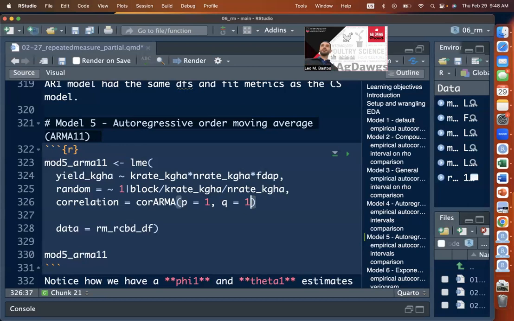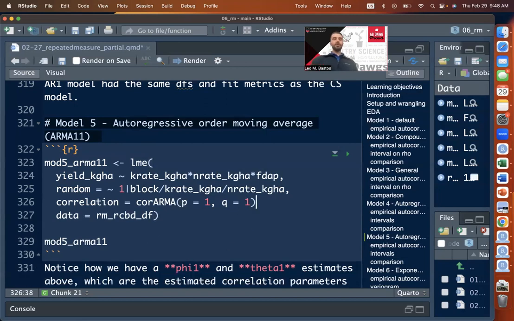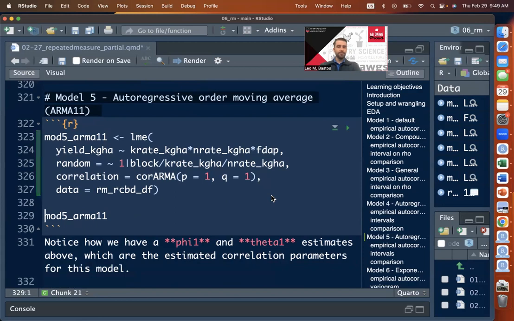You can really play around with these numbers and say, I want to correlate the current time point going back in time 2 levels, let's say, or 2 dates or 2 depths. That's what you would change here on the p and the q. We're just going to be doing the 1-1, but you have flexibility there if you have reason to believe that including more lags in that correlation calculation would help your model. Don't forget to add the comma and let's run it.